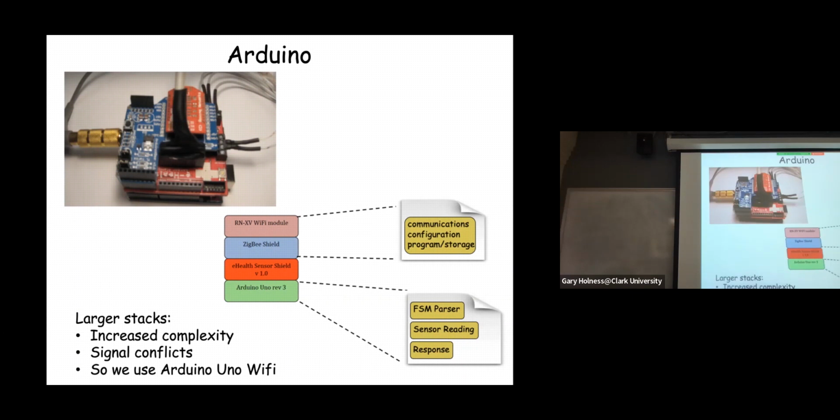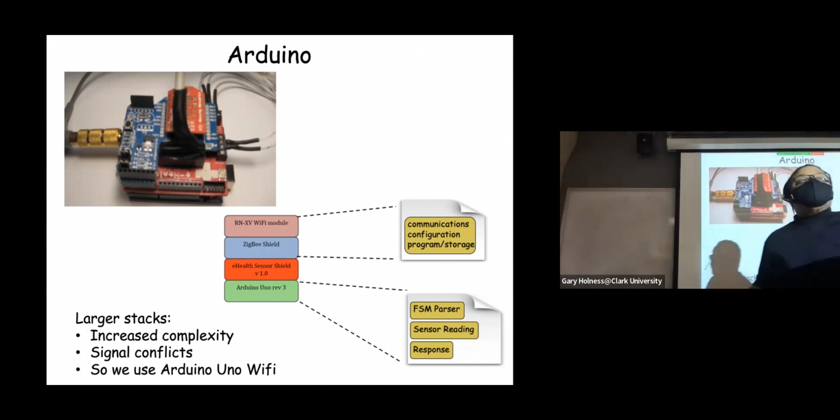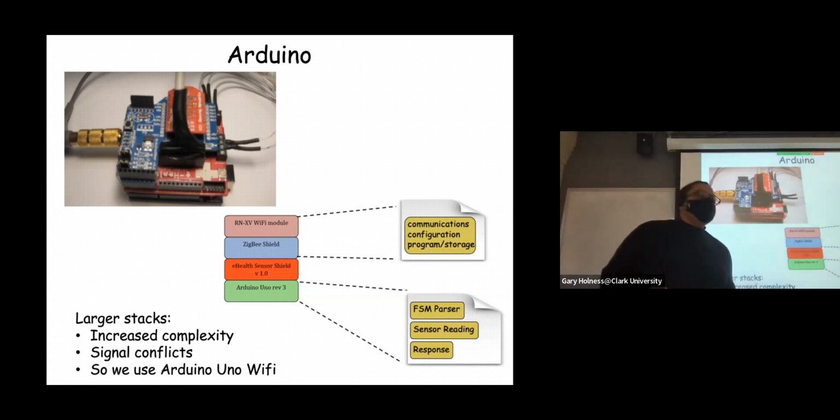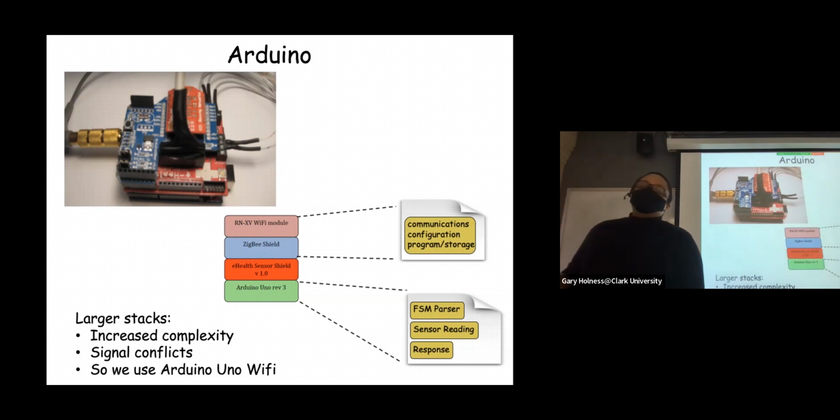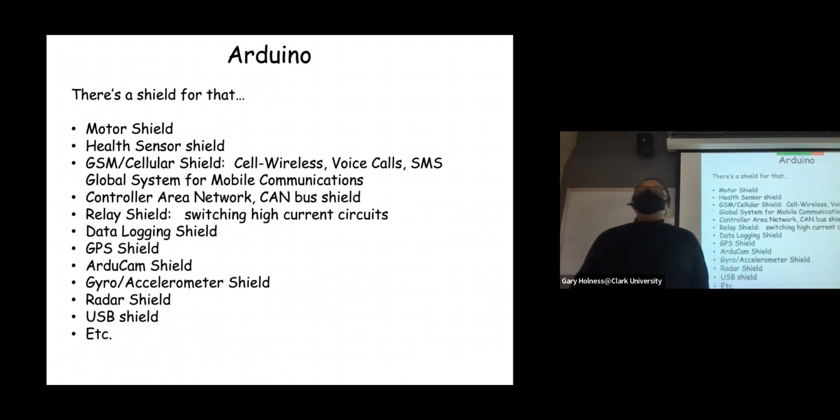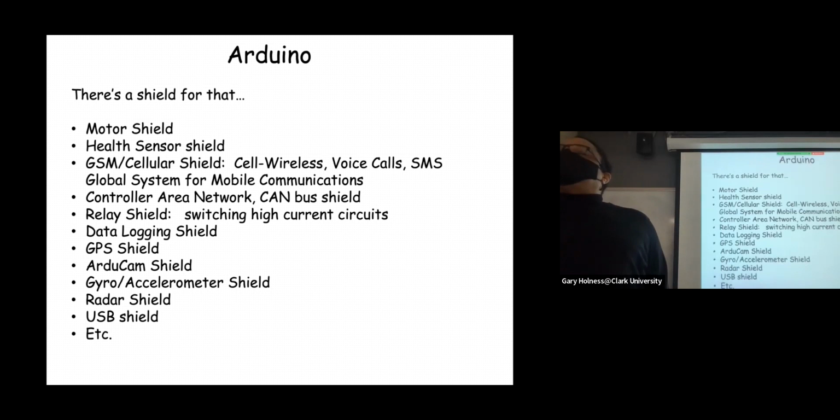Okay, any questions about this? Does that make sense? And so when you're designing things, absolutely, you can add all sorts of features. You name it, there's a shield for it. You have to be very careful that you're not going to introduce signal conflicts, because it happens very fast. After 2 or 3 shields, you're going to get tons of conflicts. And so anything that you can think of, there's a shield for that.